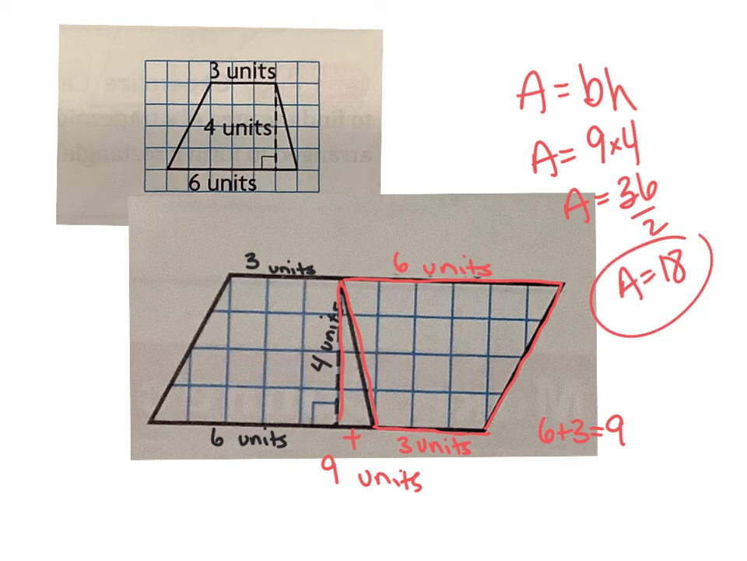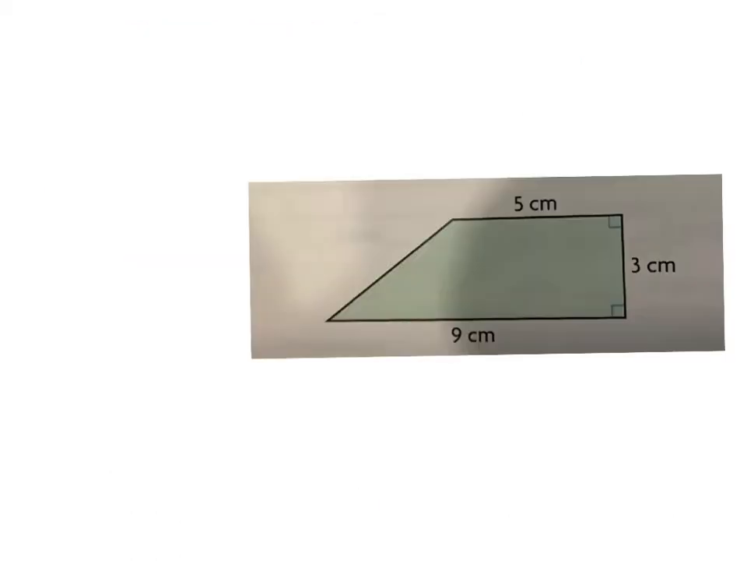So in order to solve the area of this trapezoid, I just imagine that I take its twin, flip it on its head and put it right next to there, and now I have a parallelogram. I can solve for that parallelogram, and then I can cut that in half to find out the trapezoid's original area. All right, let's look at one more example just to see it.